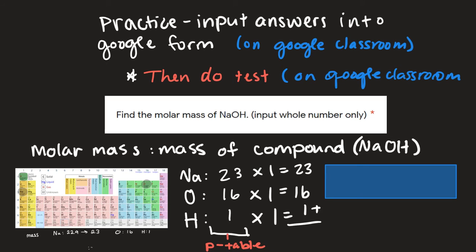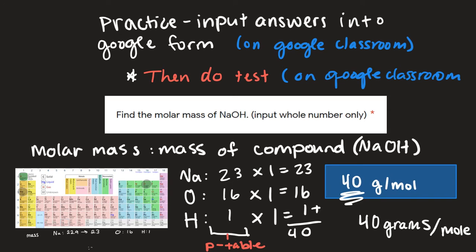Then we add it up and we get 40. Okay, so 40 is going to be 40 grams per 1 mole. So my answer would be 40 grams per mole. This is kind of like the shortened form of my answer. In your answer in the Google document, just write the number. It's not going to accept any letters.